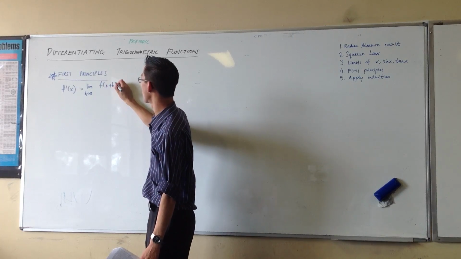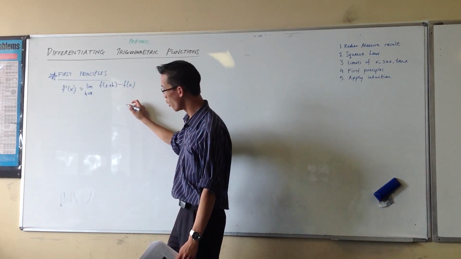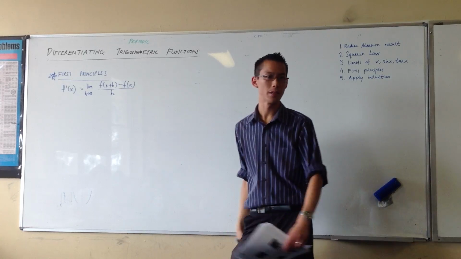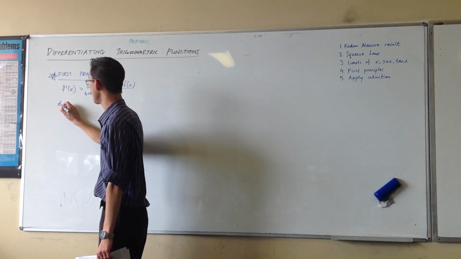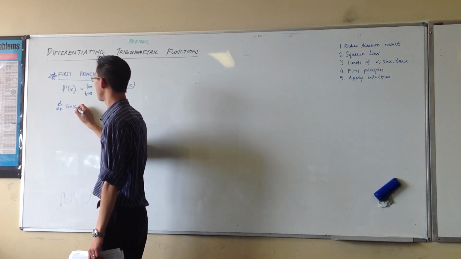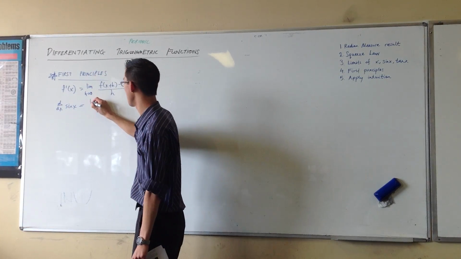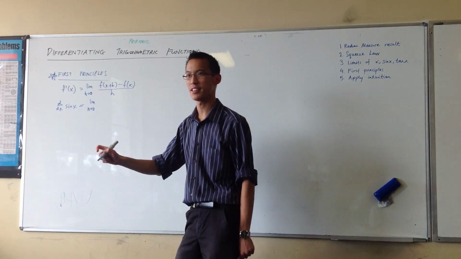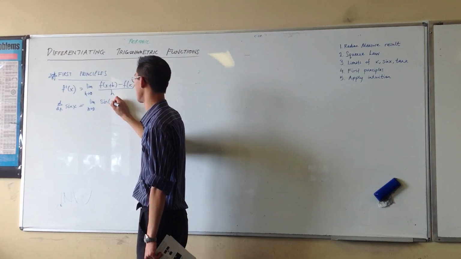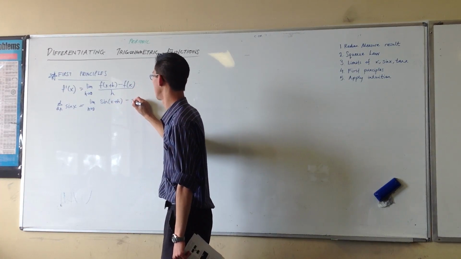Good. You've got rise on the top, all over h. Okay, good. So let's just take that and do it for sine. The derivative of sine x is equal to the limit as h approaches 0 of, and right away you can see the problem, at least you can see the problem for 2-unit students. What's the problem?